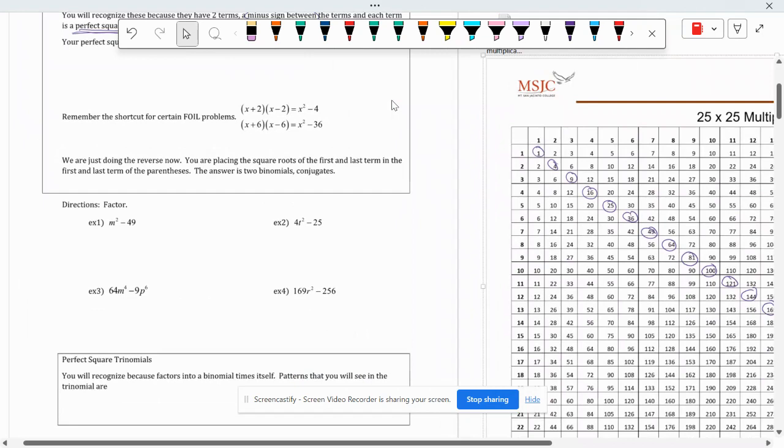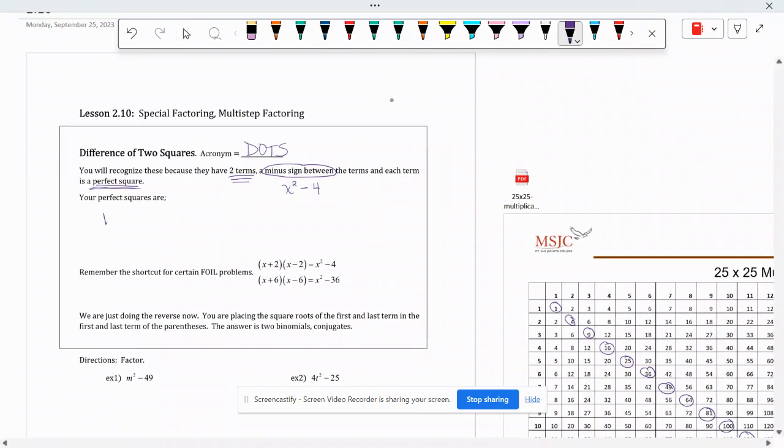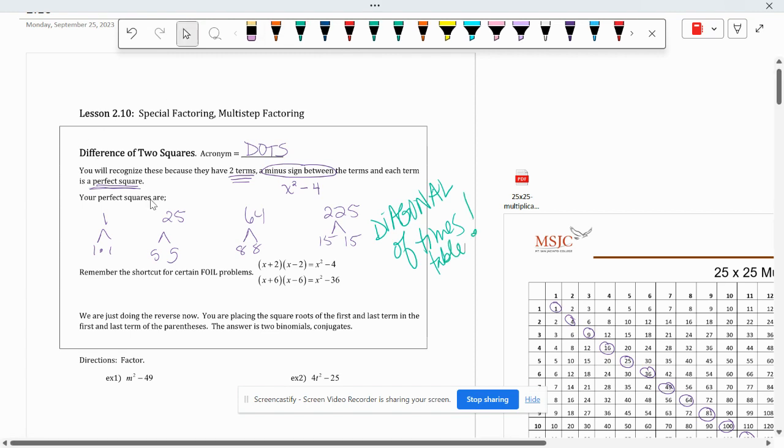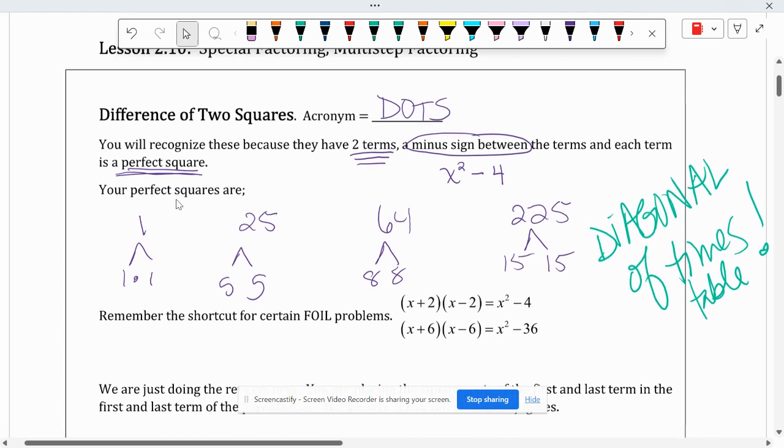Okay. So let's list a couple of them. 1 is a perfect square. It was made by taking 1 times 1. 25 is a perfect square. It was made by taking 5 times 5. 64 was made by taking 8 times 8. 225, 15 times 15. They're just on the diagonal, and that's what I wrote on my copy. If you have a copy of filled out notes, I said it's on the diagonal of your times table. So I just want you to know that.